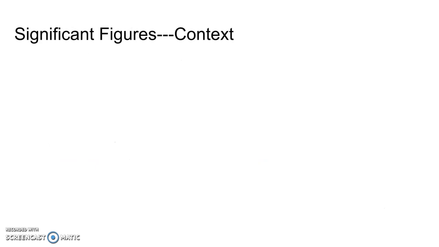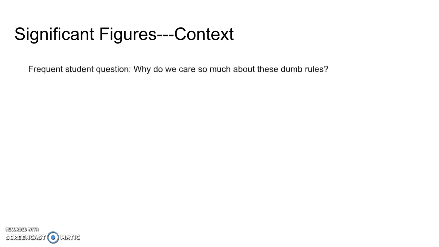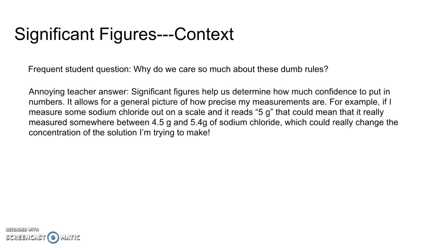All right, so before we talk about significant figures, which I'll call sig figs throughout this video, I do want to give you a little context. Students often ask, and I understand it can get frustrating, why do we actually care? These seem dumb. In chemistry, it's particularly important because we're measuring things out, and sig figs tell us how much confidence to put in those numbers. And it gives me a picture of how precise those measurements are.